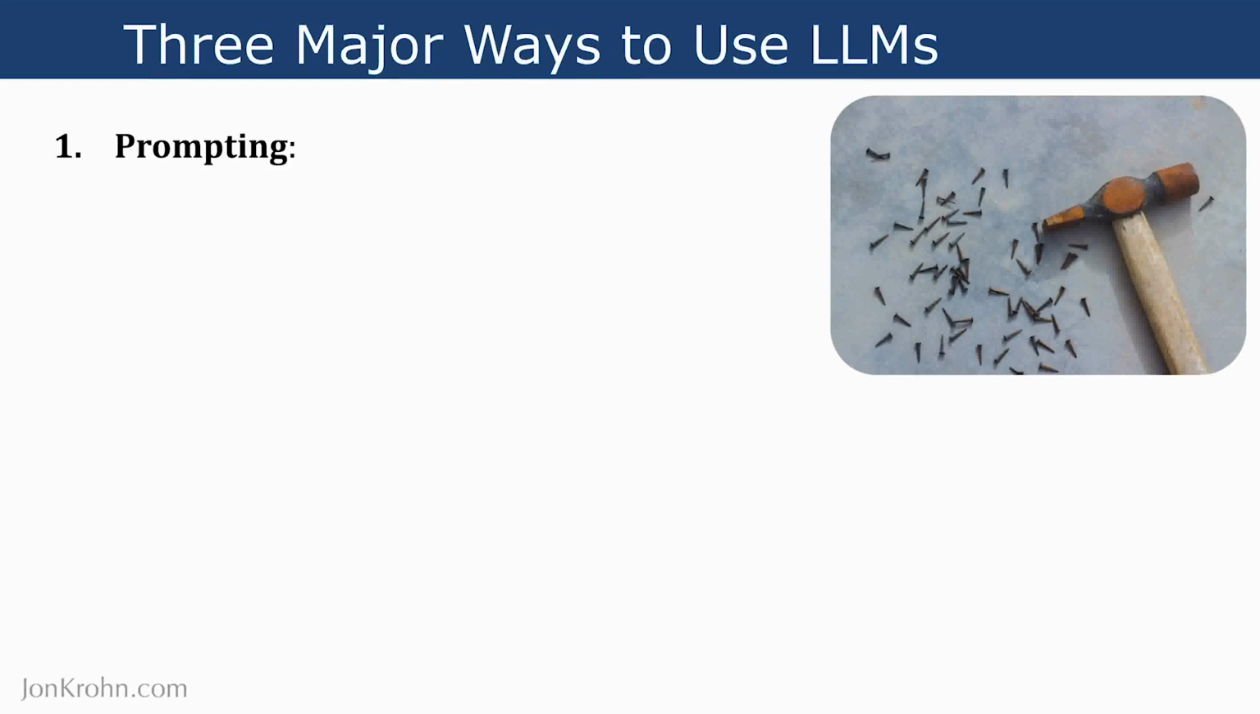So, three major ways for you to be thinking about how you can be using LLMs. The first way is prompting. A ChatGPT-style UI allows you to do that. You can use the OpenAI API, and we will be using GPT-4 in the OpenAI API in today's class.